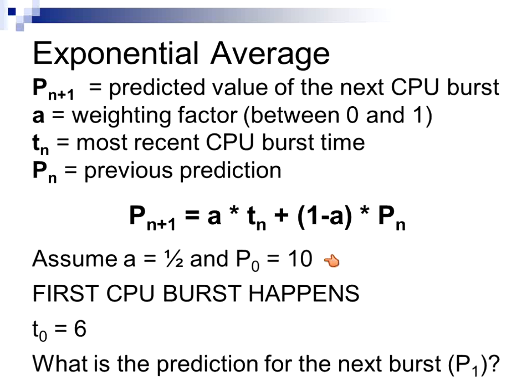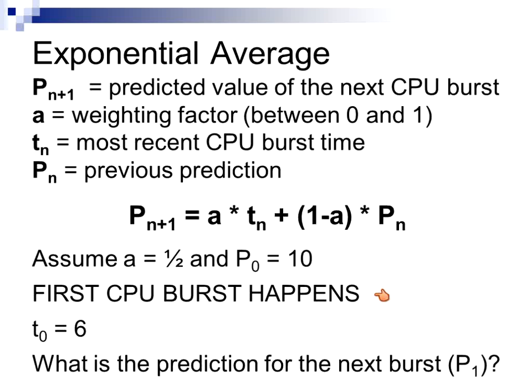P0 is 10. The first prediction is 10. Okay, just kind of pick that number. I predict the first CPU burst is going to be 10. Okay, so these kind of things are set at the beginning before the system starts. We're saying, how are we going to weigh the history and what do we predict for the first burst? And we predict here that it's going to be 10.